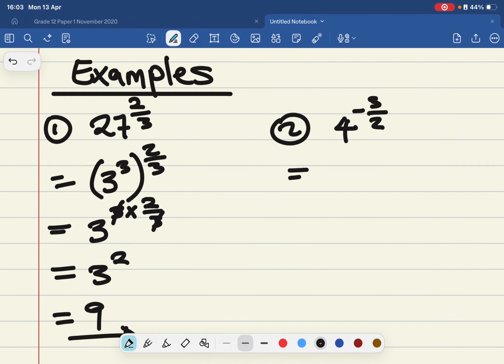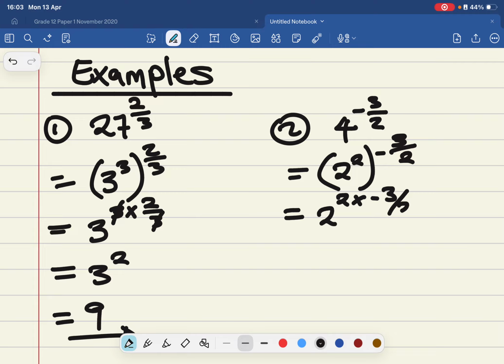Right. And then in this case, you change 4 to prime base, 2 to the power of 2, all raised to the power of negative 3 over 2. Right, you are raising a power to a power. So what you do, you keep your base, multiply the exponents. 2 multiplied by negative 3 over 2. This 2 will take away this 2. You are left with 2 to the power of negative 3.